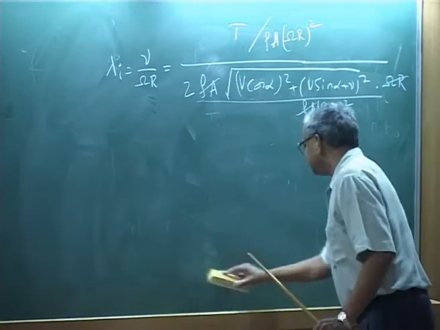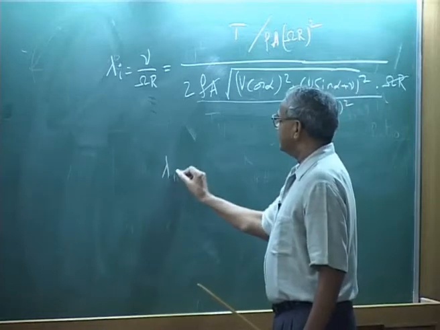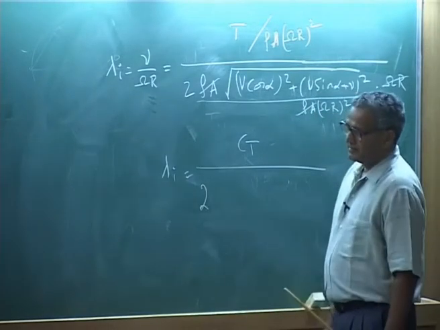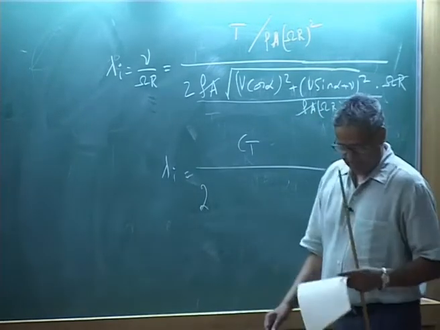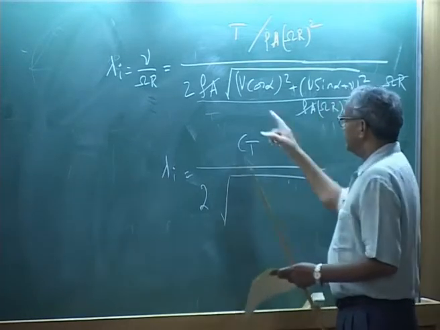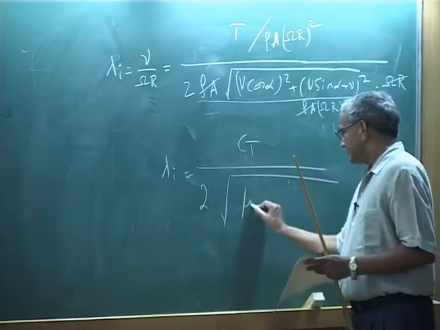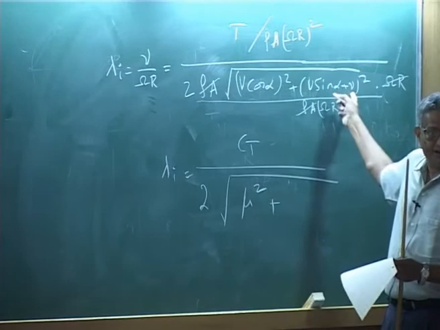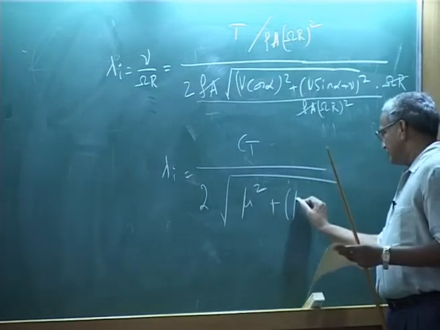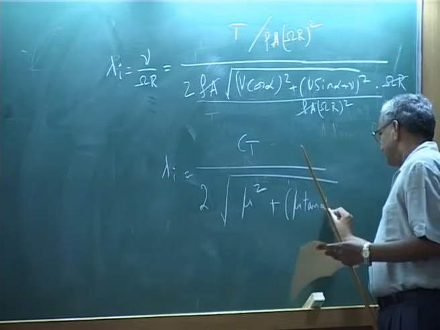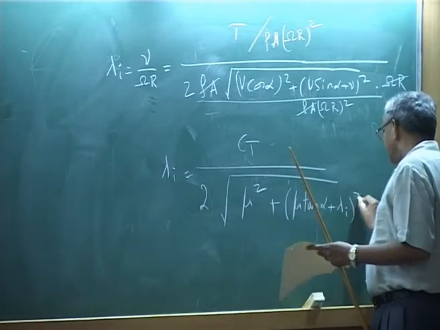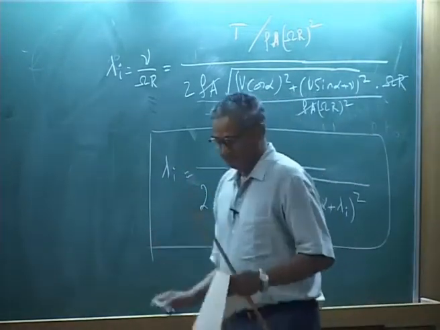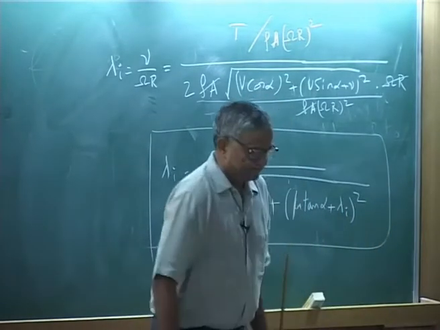now your lambda I becomes C t over 2, what is that? There is a 2 root V cos alpha square is mu square. This is lambda square, or you may write it as mu tan alpha plus lambda I whole square. Now, you see this is my inflow.